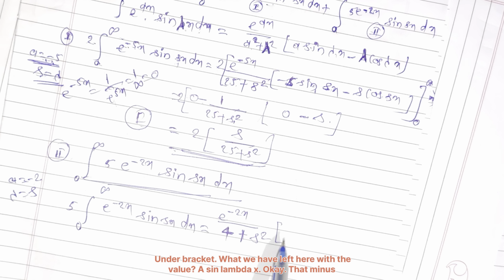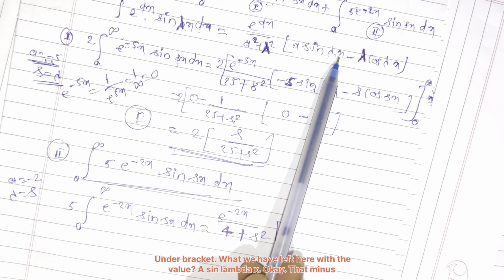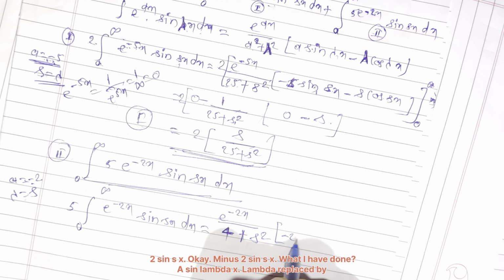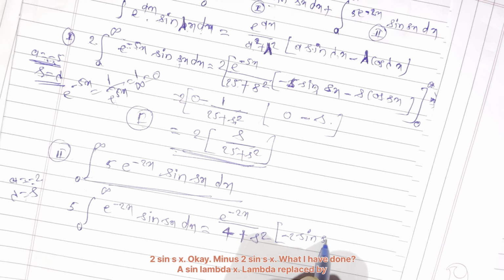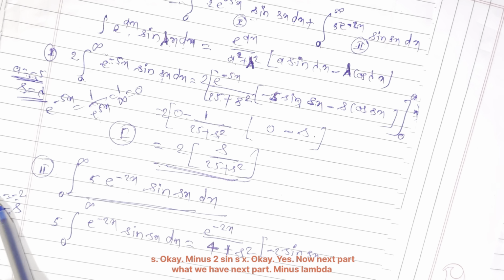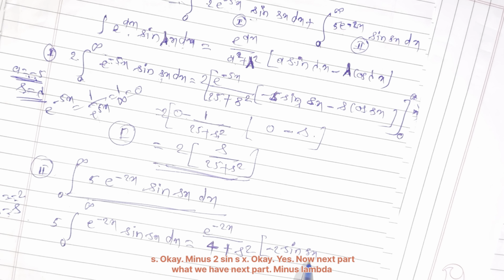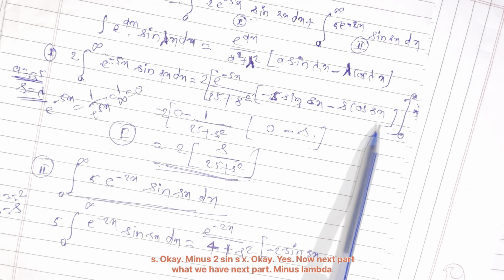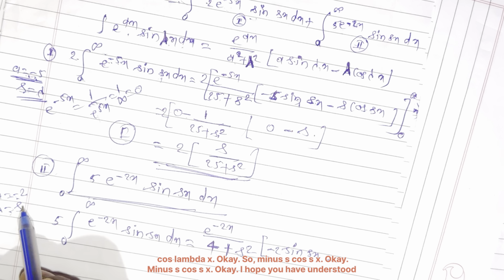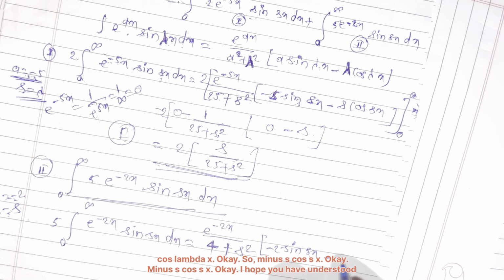Under the bracket, what we have left is the value a sin lambda x, that is, minus 2 sin sx. What I have done is replace lambda by s in a sin lambda x. Minus 2 sin sx. And the next part, minus lambda cos lambda x, so minus s cos sx.